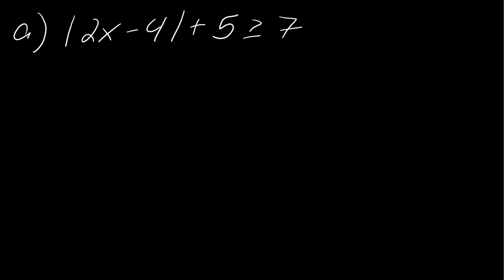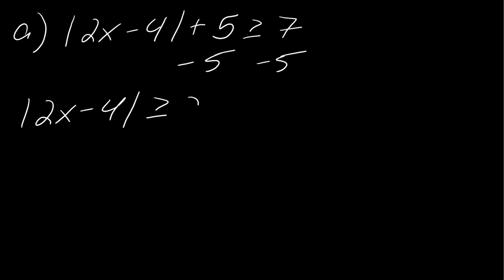So starting with the first one, I've got the absolute value of 2x minus 4, plus 5, is greater than or equal to 7. First things first, we've always got to have the absolute value isolated. So I'll go ahead and set this up first.